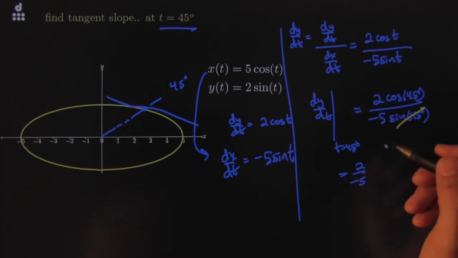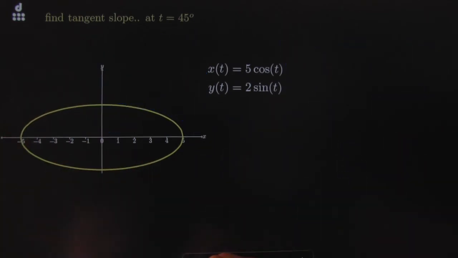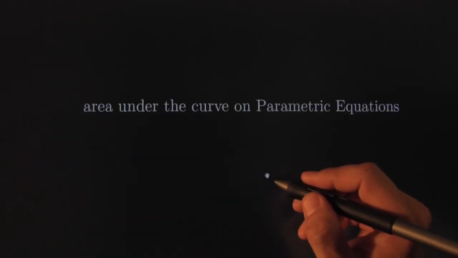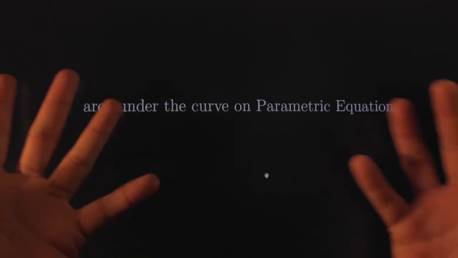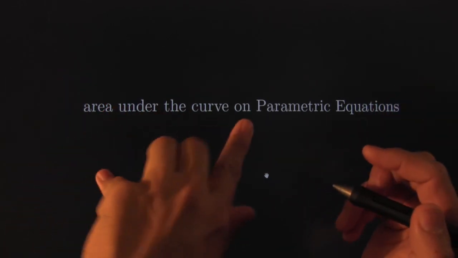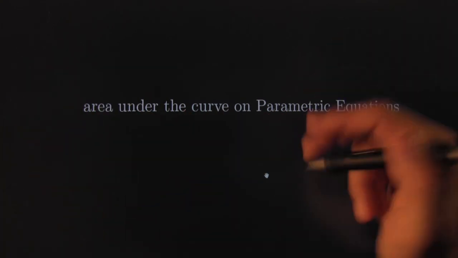Calculus on parametric equations. Alright, we should clear the screen here and do some more calculus on these. How about finding the area under the curve? How does that sound? Can we do area under the curve with a parameter, with parametric equations? I'm not afraid. Come back, we'll do so.